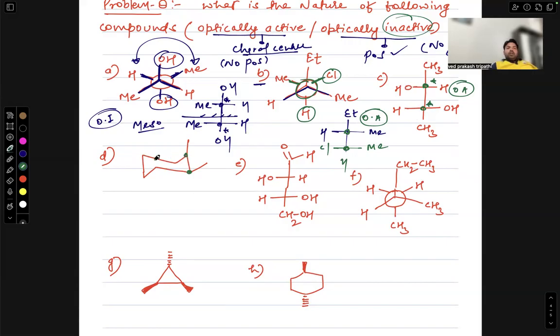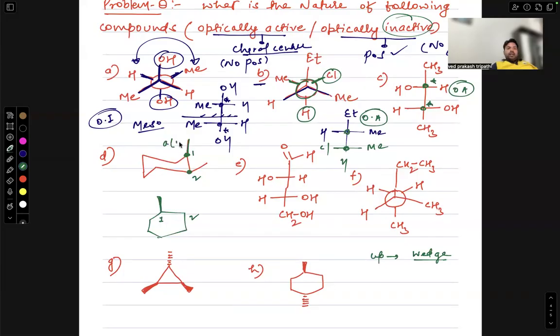Now look at the conversion of chair into ring. This is the chair form. So this is the ring form. The groups are located at the 1-2 position. So this is 1, this is 2. Now this is up. Whenever the bond is up, you can represent it through a wedge. So this is wedge. This is axial up.